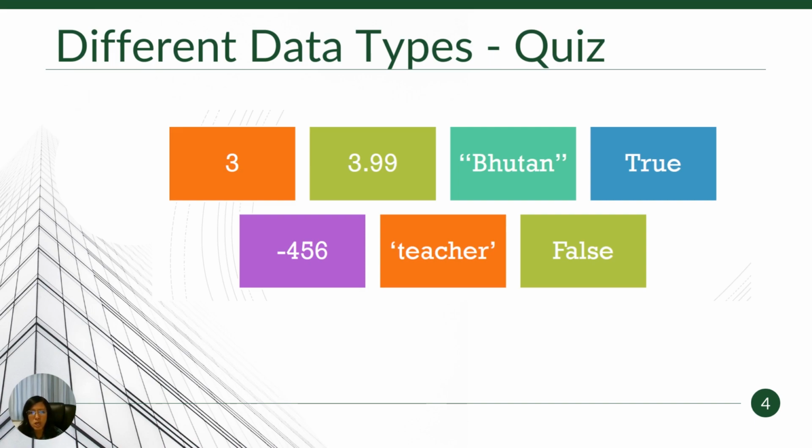So if you look at the teacher, it is in single quotes. Both Boolean and teacher are string data types. Minus 456, even though it is negative, it is still a number, right? It is a whole number, so we can put it under the integer data type. True or false? True or false are Boolean. Boolean data types only hold one digit, all right? So it is either true or false. Here, true is 1, false is 0, okay?